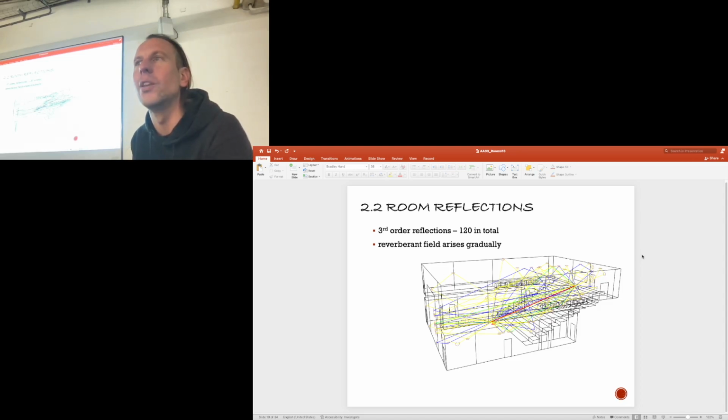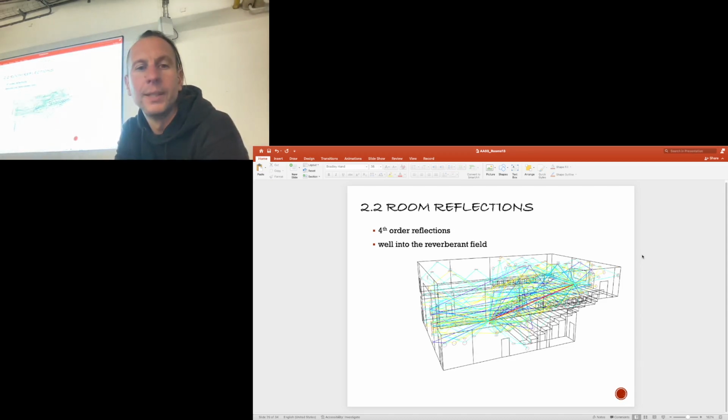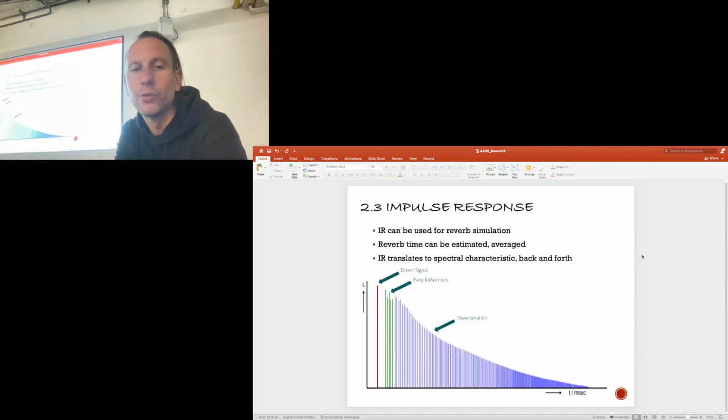So you see how the number of these reflections is dramatically increasing. And as we said, the sound doesn't add, it fuses. It starts to seriously fuse. So actually at this stage we are gradually arriving at what we called the reverberant field, where the acoustic energy is really diffuse. Fourth order, well into reverberation.